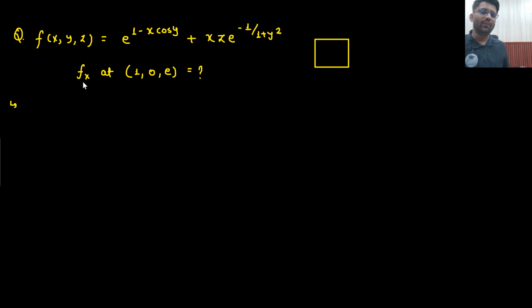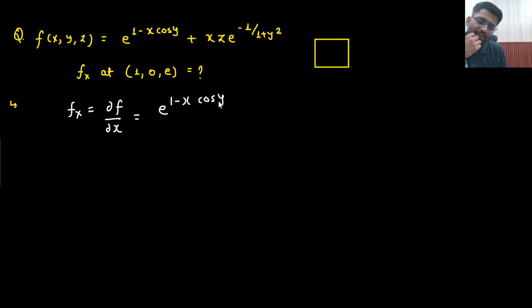You need to find out the value of fx. What is the meaning of fx? Just differentiate with respect to x. Very simple question. Just differentiate with respect to x and give the final answer. So it is e to the power some function of x, right? So first we need to differentiate e to the power some function of x. So e to the power anything is the same function, then you have to differentiate this one.